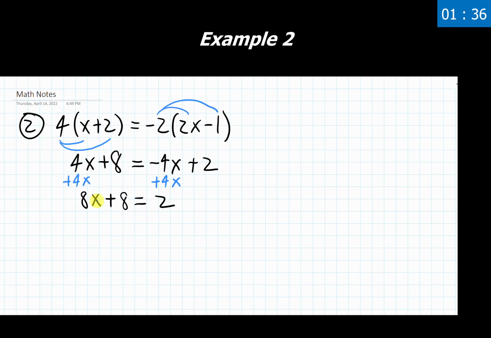And now again, I want to get my variable term all by itself, so I want to get rid of this plus 8, so I'm subtracting 8 from both sides. And I'm left with 8x is equal to negative 6. And again, still trying to get x by itself. This 8 is attached to the x through multiplication. This is 8 times x. I undo multiplication with division, so I divide both sides by 8.